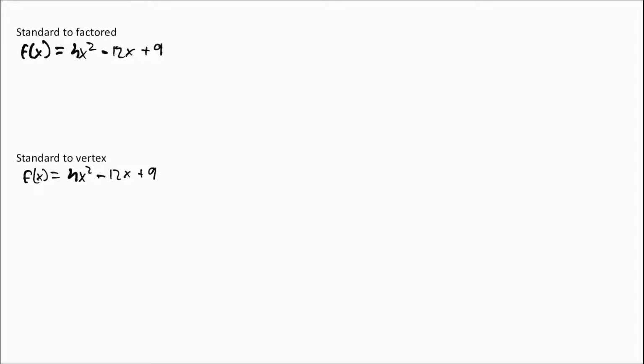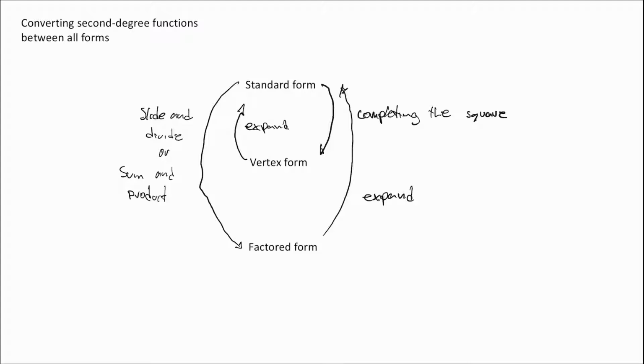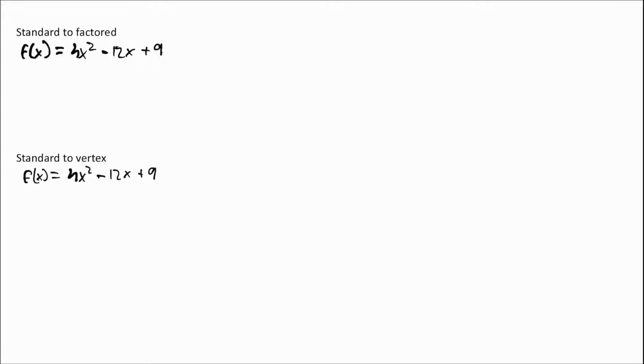Okay, so I have here standard form to factored form. Standard form to factored form, I have to slide and divide, not sum and product. So that will get me x squared minus 12x plus 36, okay? Then what plus what equals negative 12? What times what equals 36? The answer for that will be negative 6 and negative 6. So that will get me x minus 6, x minus 6.